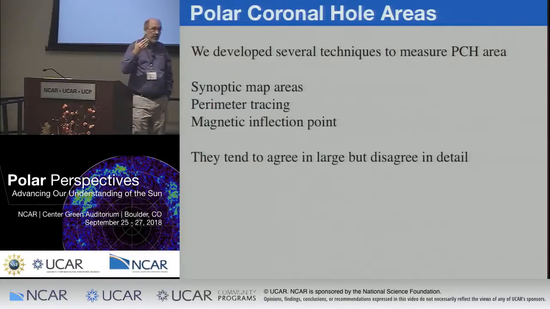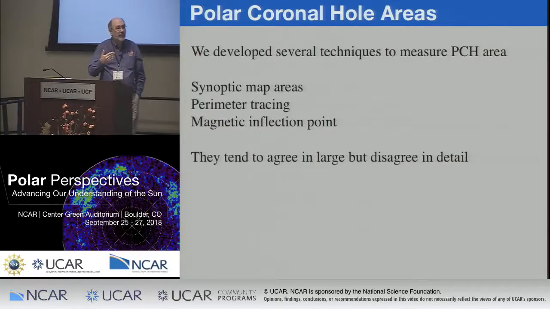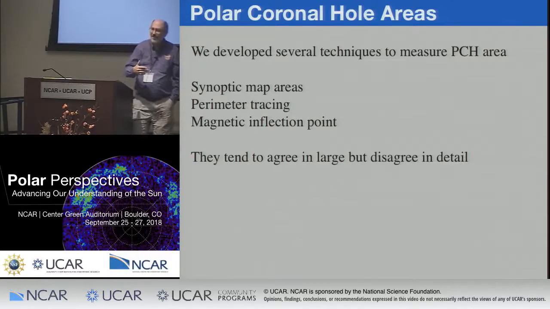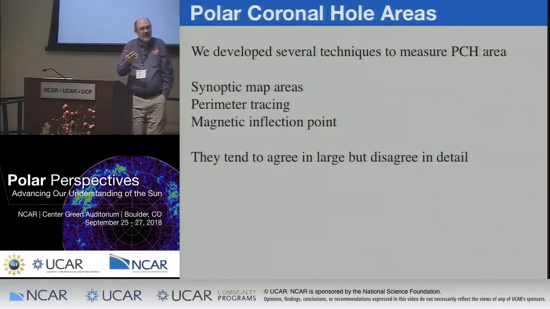And you can also do the magnetic inflection point. You take a magnetic synoptic map, you do a longitudinal average, you plot that up, and you look for where the field first changes sign, starting from one pole and headed towards the equator, and you repeat that for the other side. And that's another estimate of the area of the polar coronal hole. And they, believe it or not, after many years of work, they all tend to agree. Actually, they all look okay. They vary in detail, especially near solar maximum, but all the methods tend to agree.